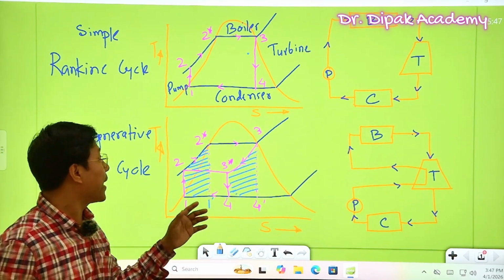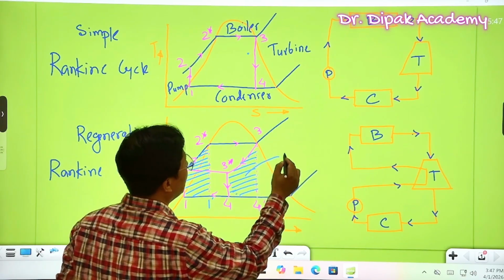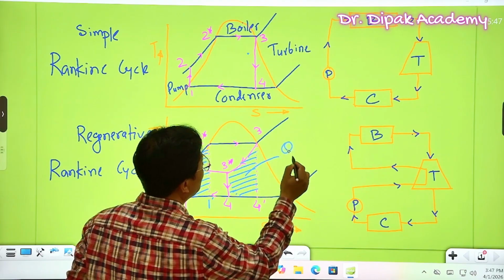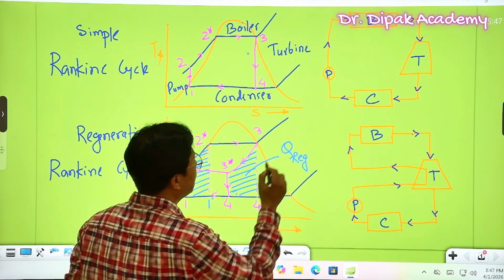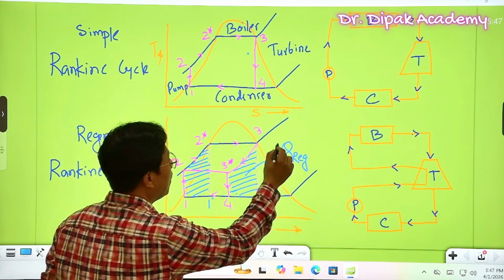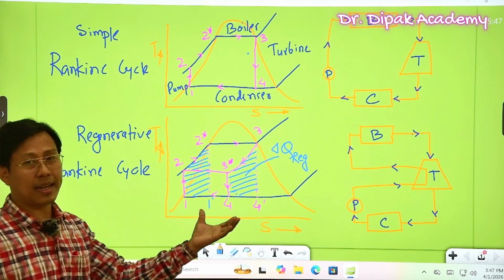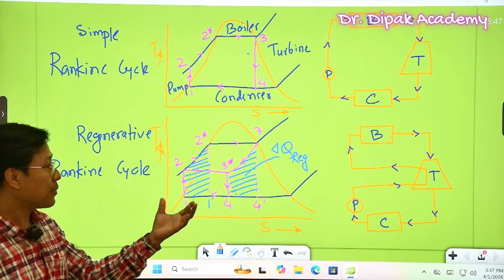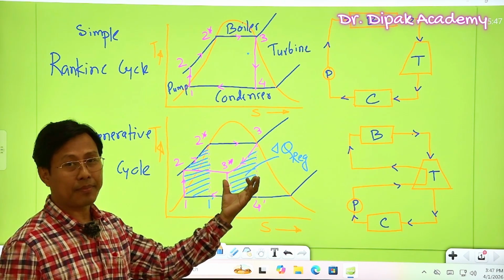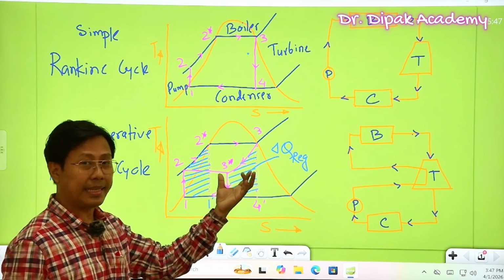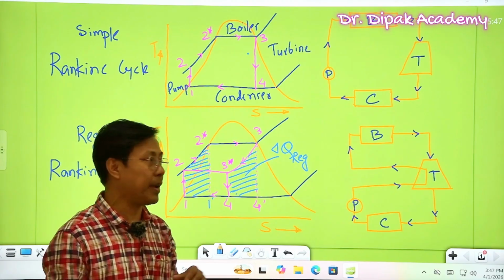the purpose of getting this regenerative cycle is that we have a Q regenerative. Okay. So this is the amount of regenerative heat. Okay. So in this TS diagram, we can find out that this heat generated is rejected by the turbine. Okay. And this heat is gained by the water. Okay. So how does it happen?